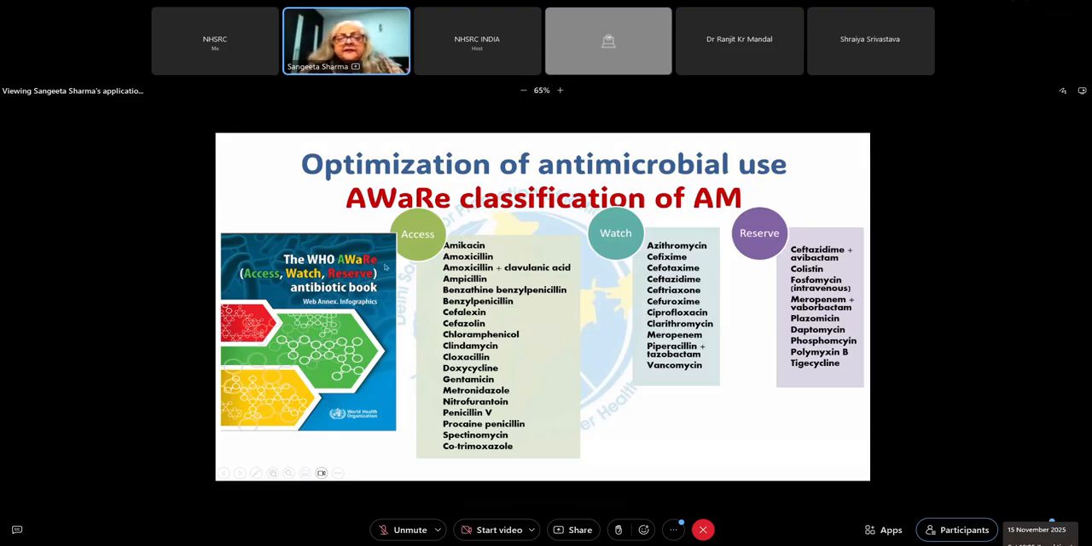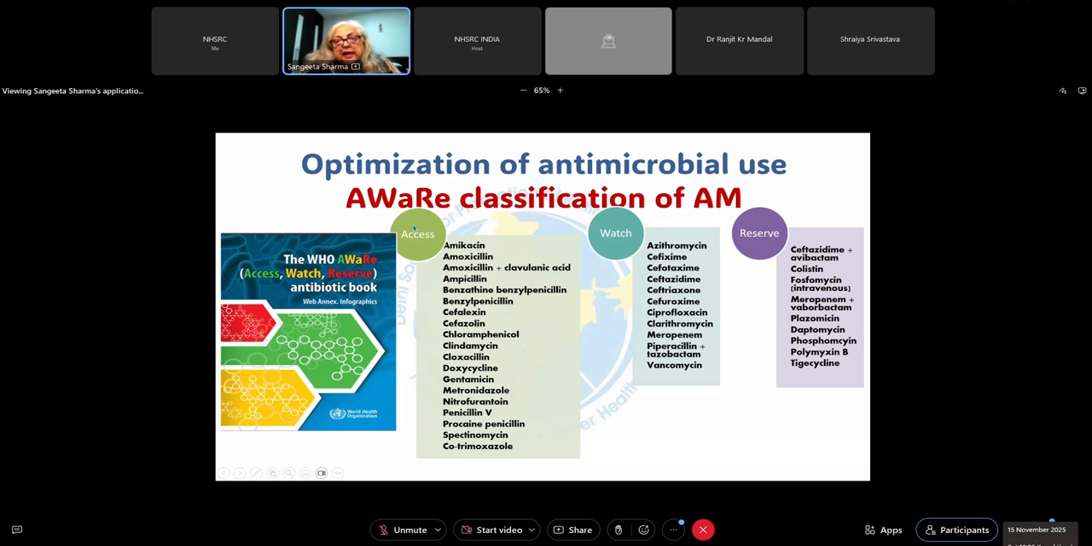So access, as the name suggests: amoxicillin, clavulanic acid, penicillin, cephalexin, first and second generation cephalosporins, doxycycline, gentamicin, nitrofurantoin, penicillins, cotrimoxazole. All these drugs have been put under access because these are very important basic antibiotics which are needed for treatment of infectious diseases. So these drugs should be available at all health facilities at all levels.